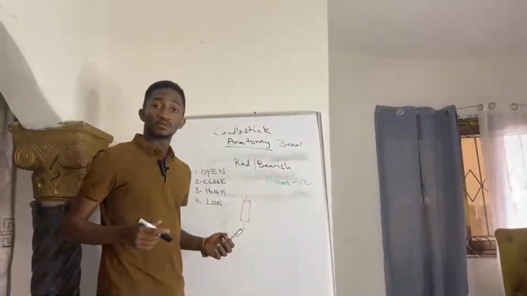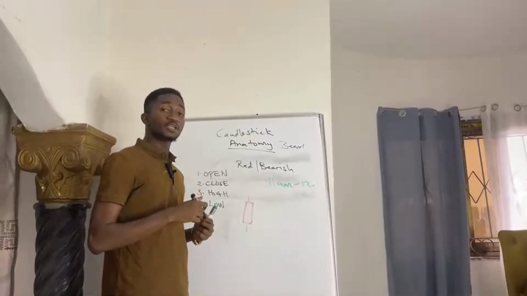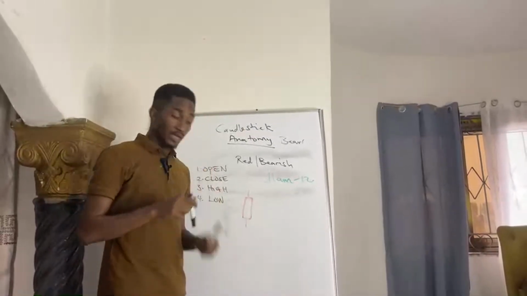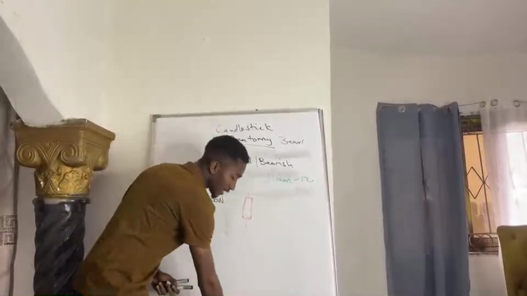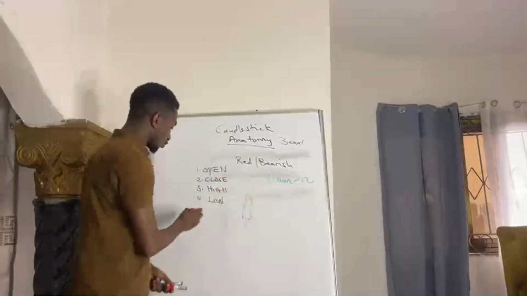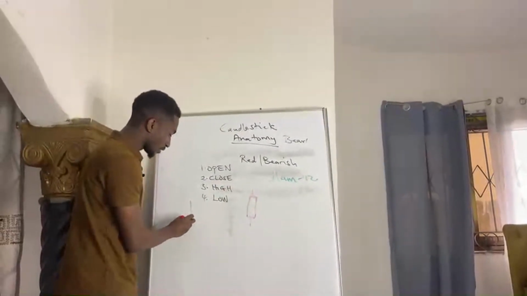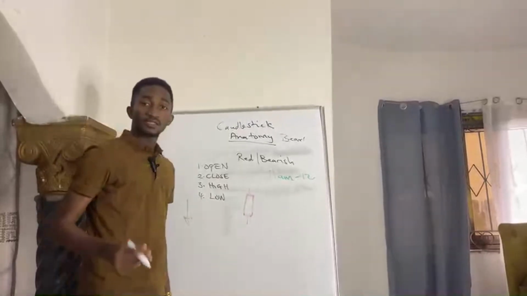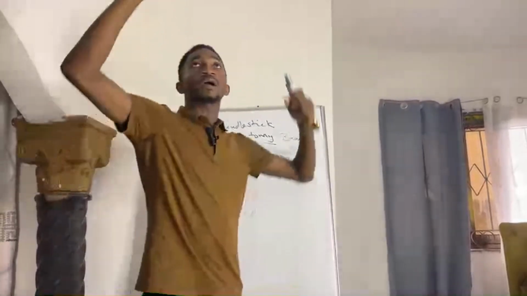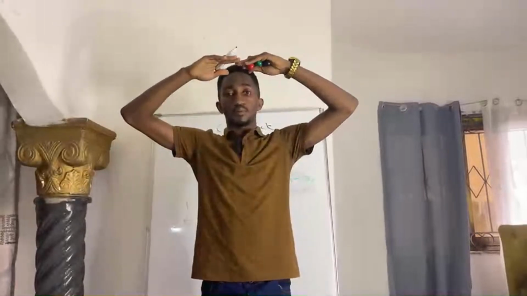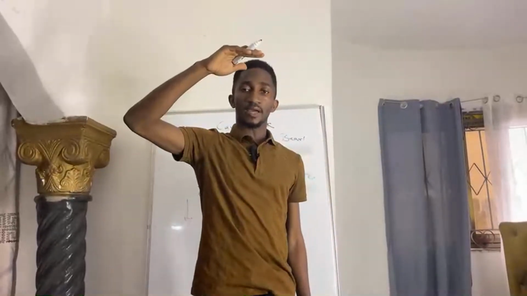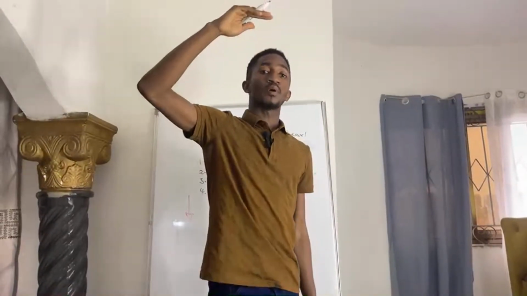For a bearish candle, the opening is going to be from the top. Now when we say bearish, it means the sellers are in control. When the sellers are in control, you are expecting them to push the price to the downside. So the candle starts opening from the top, then it drops, it drops, it drops. The candle starts forming from the top because the sellers are in control.